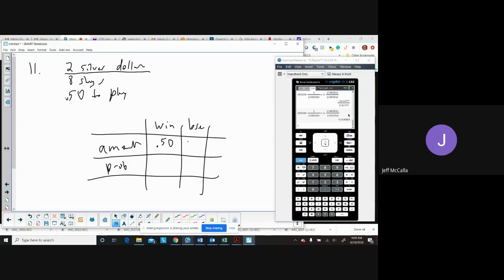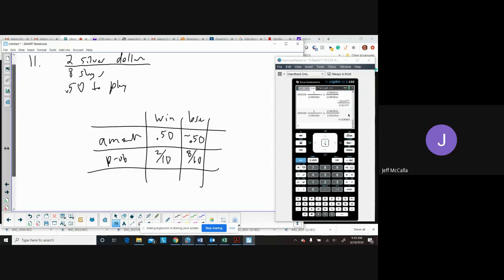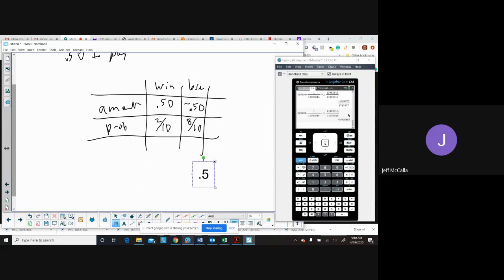If you lose, how much do you lose? 50 cents, because you're spending 50 cents every time. And then the probability of winning: how many winners are there out of 10? 2. So 2 out of 10, and then 8 out of 10. The next step is you get your calculator out and type in 0.5 times 2/10. You could simplify that if you want. Plus negative 0.5 times 8/10. And so I get negative 0.3.